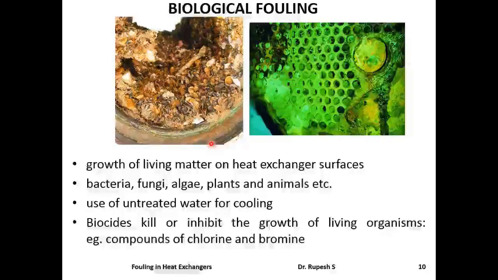Biological fouling is due to the growth of living organisms like bacteria, fungi, algae, plants or animals on the surface of the heat exchanger. This figure shows biological fouling resulted from the growth of algae, which forms a barrier between the fluid and the heat transfer surface. Biological fouling can be checked by using chemical biocides like chlorine, bromine, etc. that kill or inhibit the growth of living organisms.